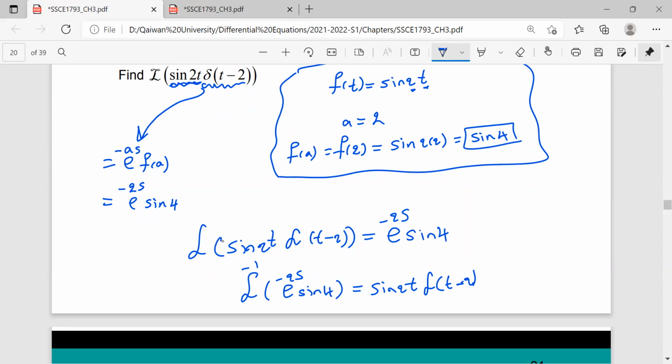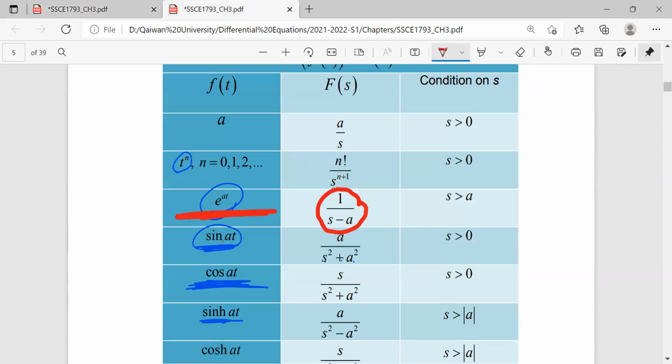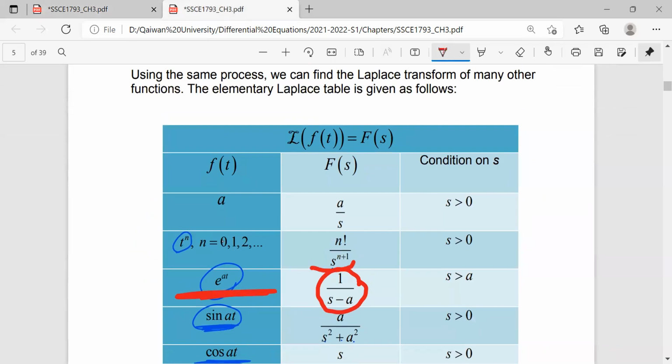Okay, let's say we take the Laplace transform of t squared. We say the Laplace transform of t squared equals 2 factorial, which is 2, divided by s to the power 3, s to the power n plus 1. That's the rule: n factorial divided by s to the power n plus 1.